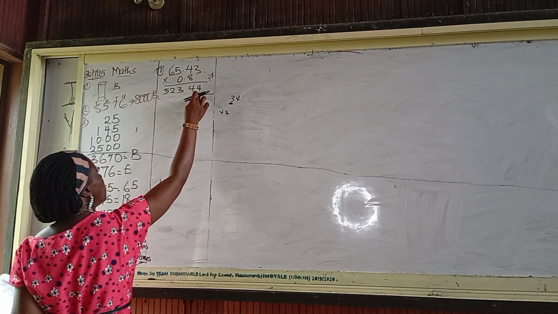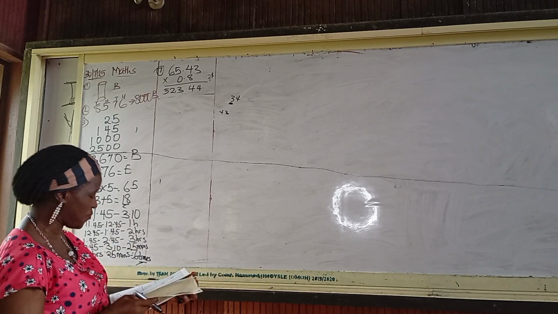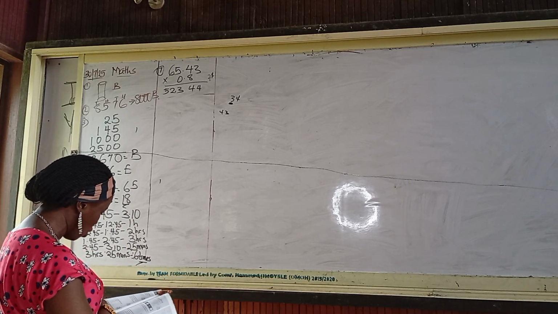1, 2, 3. 1, 2, 3. So our answer there is 52.344. Do we have it there? 52.344, which is option E.